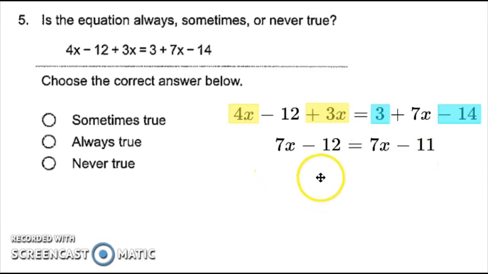Notice how these two are different. 7x's are the same, but the negative 12 and negative 11 are different. So that means that the solution will be never true. There will never be an x that will make both sides true.